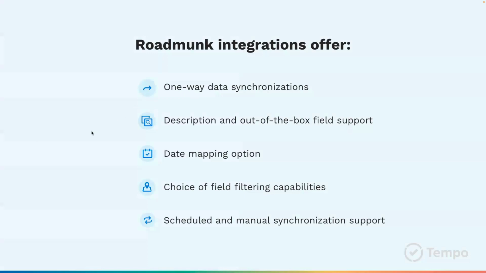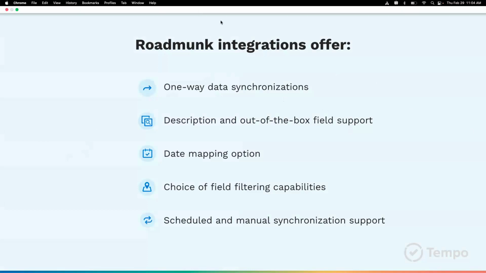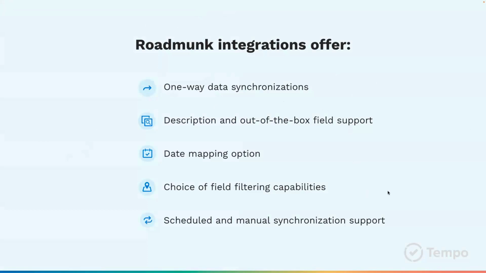So in terms of what Roadmunk's integrations offer, we have one-way data sync. So this is a great way to ensure that our integrations will still be the source of truth, but you'll be able to pull in your information into Roadmunk. We have description and out-of-the-box field support, as well as data mapping options, which ensures that things are a lot easier for your team. We have choice of field filtering capabilities. We have some that have to be brought in, but then you have a lot of options on what you can include. And then, of course, we have scheduled sync, so you can set it up for a scheduled time, such as every day, every hour. And then, of course, you can manually sync it if you want something to be brought in right away.